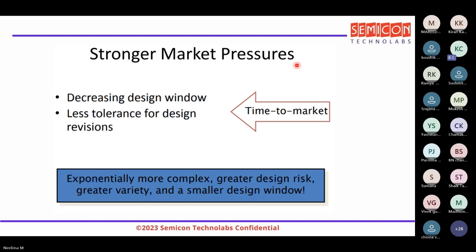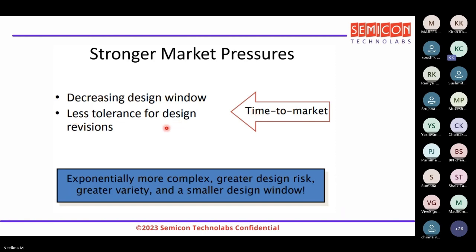Okay, these are the three different requirements, right? Now market pressure is high and we need to release our chip to market as soon as possible. That is called time to market. So decreasing design window, which means our design cycle has to be reduced, if we want to quickly go into market, right?